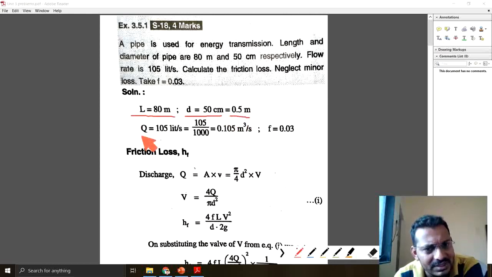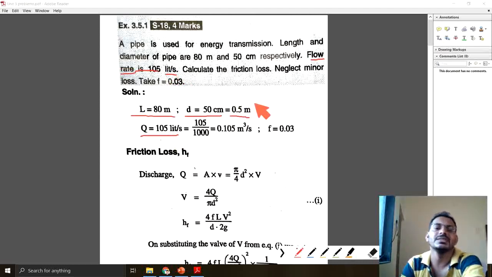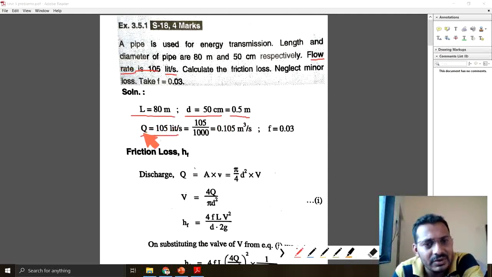Now next one is the discharge. Flow rate means discharge, and its value is given as 105 liter per second. Now liter per second is not an SI unit, so we need to convert it in terms of SI unit. SI unit for the discharge is meter cube per second.